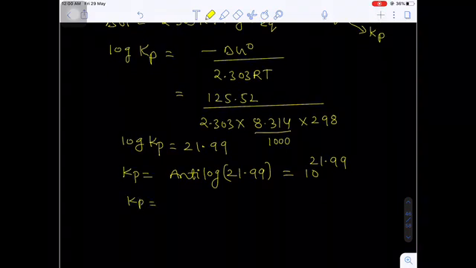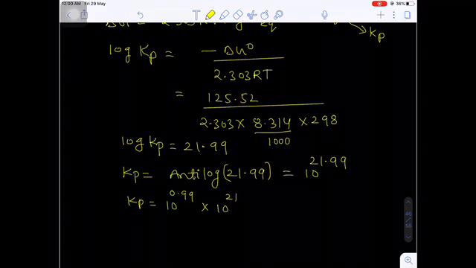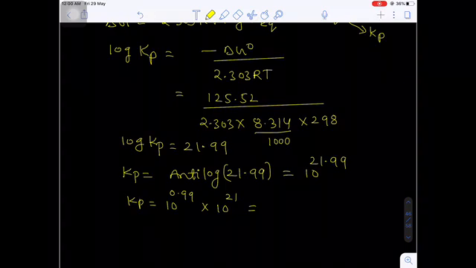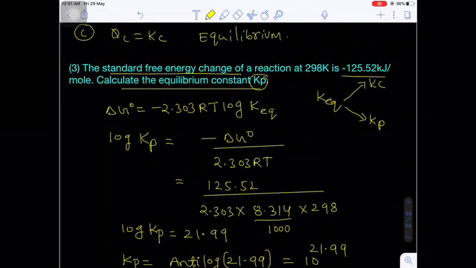This Kp value I am writing as 10 to the power 21 into 10 raised to 0.99. If the bases are equal, powers must be added. So I am writing 10 raised to 0.99 into 10 raised to 21. Nearly, if you want to write the answer, you can take 10, but strictly speaking this value is 9.96 into 10 raised to 21.